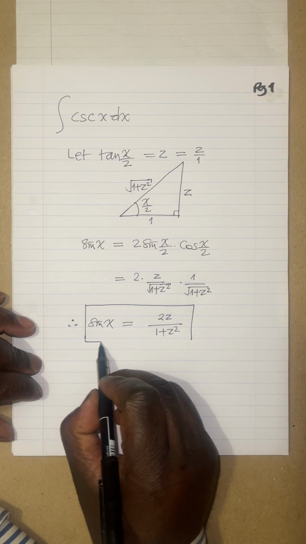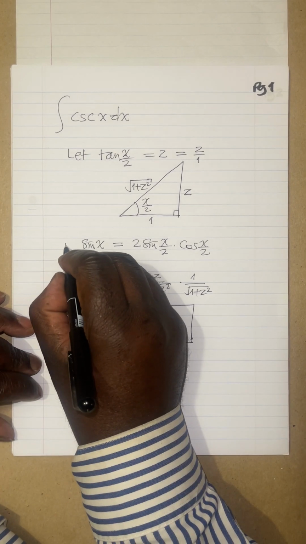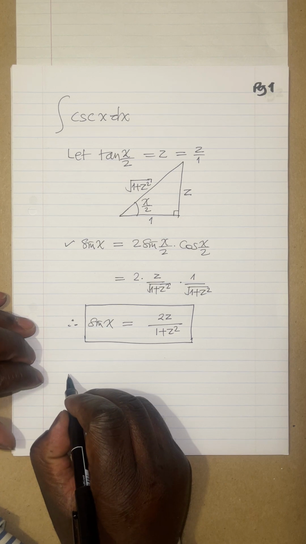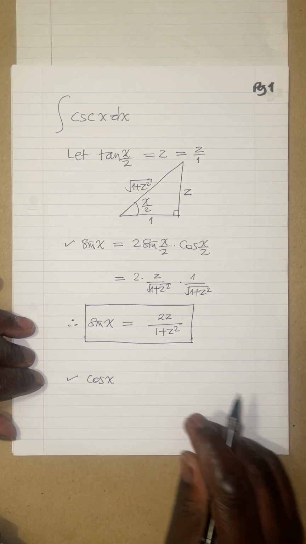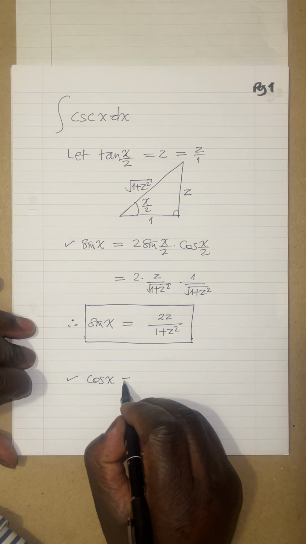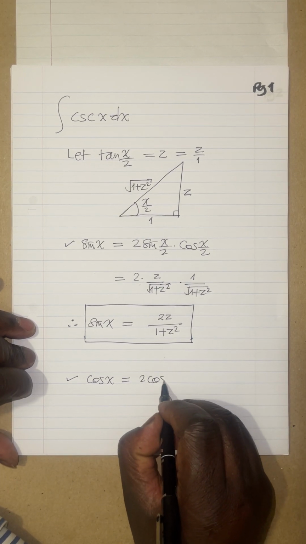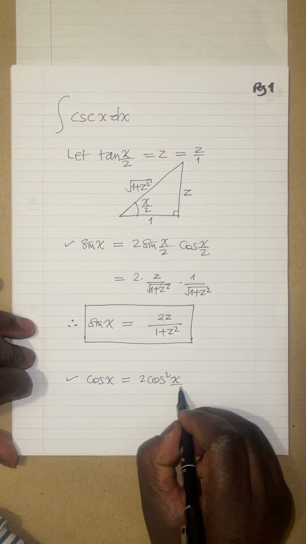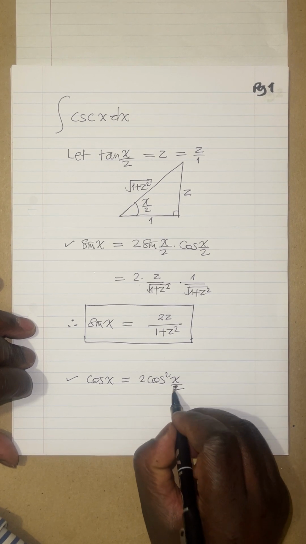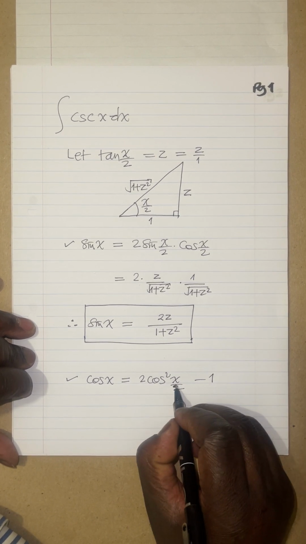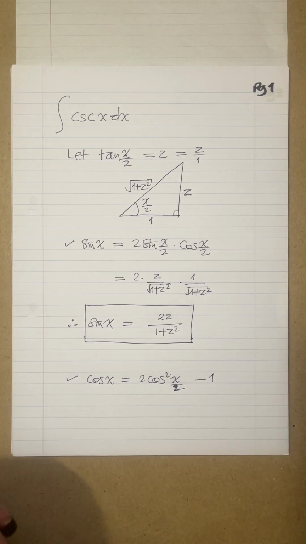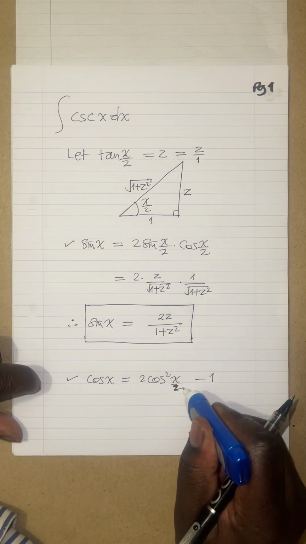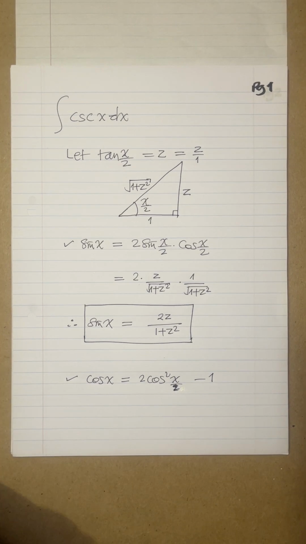I want to move on straight to result number 2, basically talking about cosine. So let's look at cosine then. Again, using double angle formula, cosine of x is equal to twice cos square of x over 2 minus 1. Remember double angle formula for cosine. This is what we get. Let me just clean up this a little bit here. Right. So that's what we get.